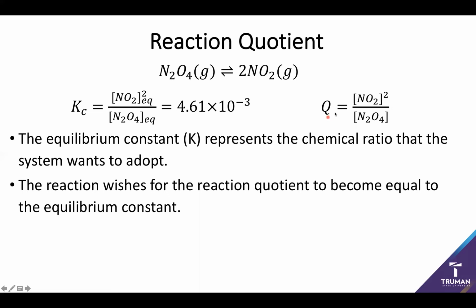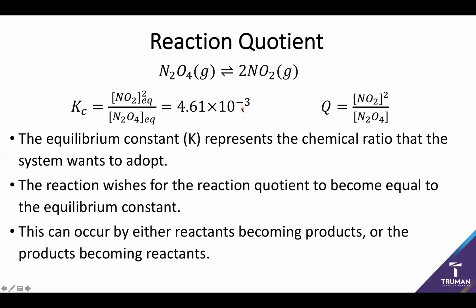However, sometimes you have too many products, sometimes you have too many reactants. And so the key trick here is going to be moving moles from one side of the equation to the other. And if I know the ratio between K and Q, I can help tell which direction I need to move. So let's go ahead and start by looking at some extreme examples.